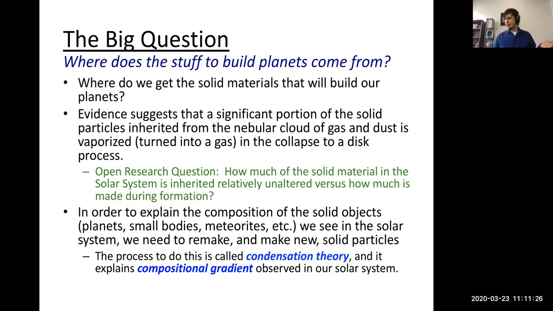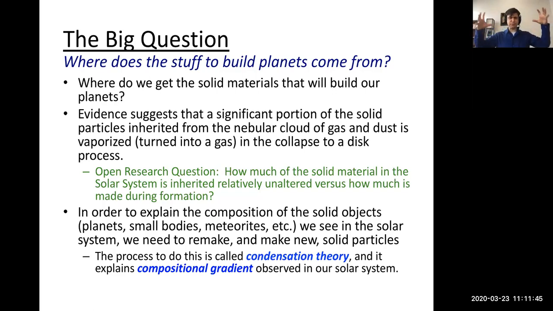So we have the structure of the solar system, but we still have a very, very big question. How are we going to get the solid materials, the building blocks, such that we get the terrestrial planets in the inner parts, and then we add more and more icy material the farther we go out? And we have a problem with this.